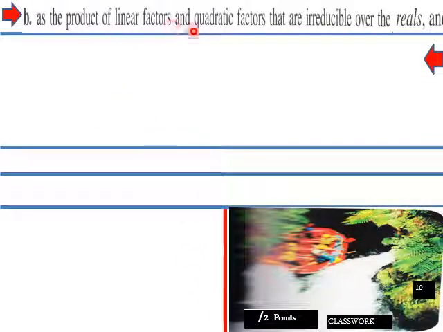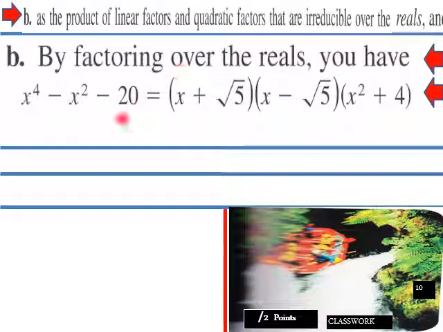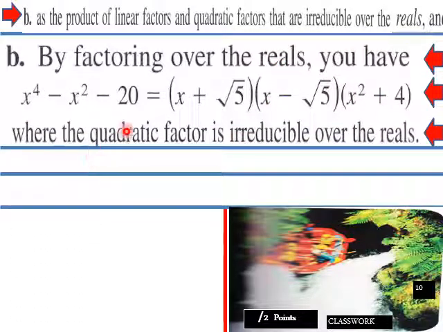B, as a product of linear factors and quadratic factors that are irreducible over the reals. And for B, by factoring over the reals, you have this again, and then we have x plus square root of 5, x minus square root of 5, and then x squared plus 4. So by factoring over the reals, this quadratic factor is irreducible over the reals. So these factors here are irreducible over the reals.